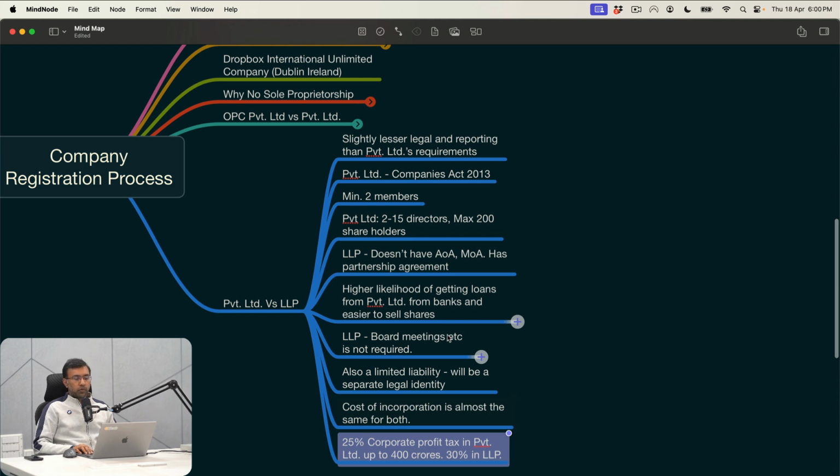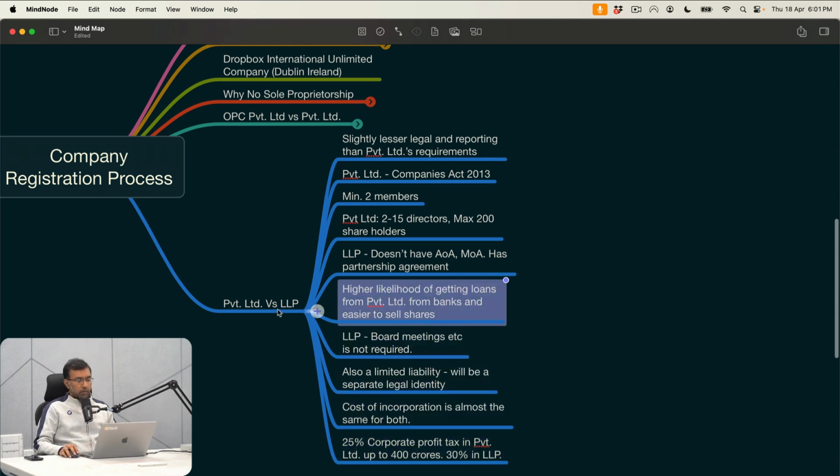And 25% up to 400 crores for private limited. Beyond 400 crores, we might have to pay 30%. And yes, you have something called surcharge, you have something called cess, which are additional taxes that you pay on top of the taxes that you pay. I don't know why the system is so complicated, but you have to deal with it.